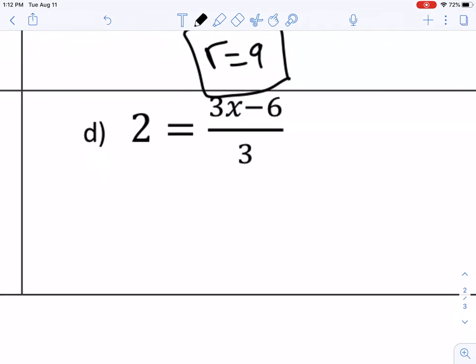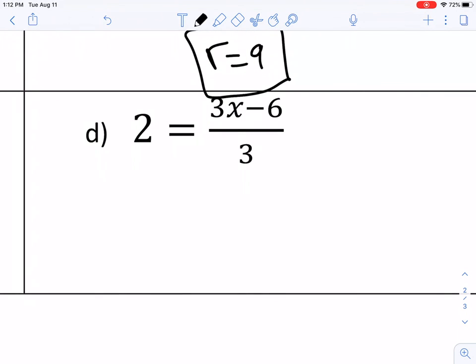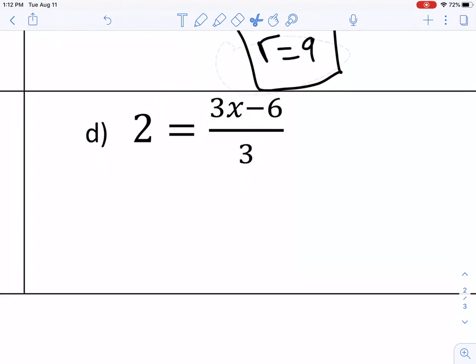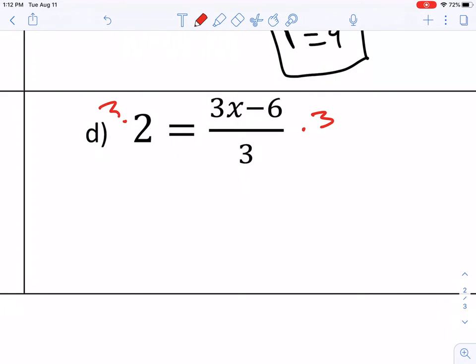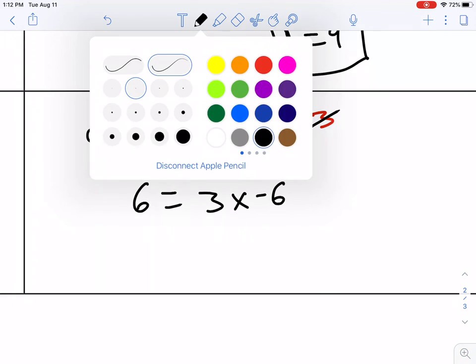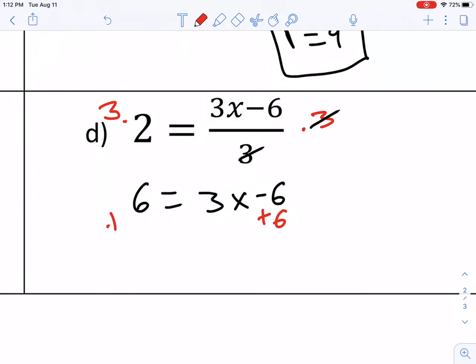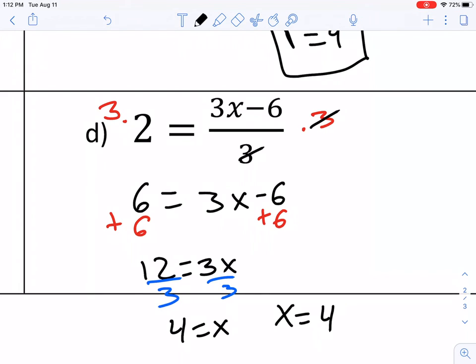All right, and I'll do this last one. Sometimes it's on the other side of the equal sign. That's fine. Move this out of the way. We're going to multiply 3 to both sides. 3 times 2 is 6. These 3s cancel. I have a two-step equation. I'm going to add 6 to both sides first, so that 12 equals 3x. And then I'm dividing by 3 to find that 4 equals x, or x equals 4 as we like to write it.